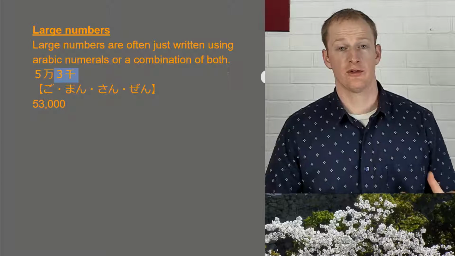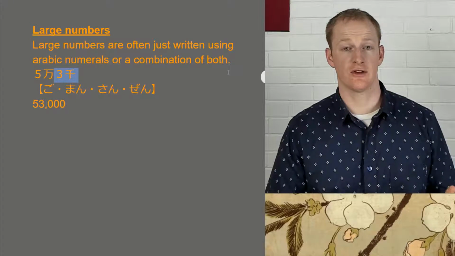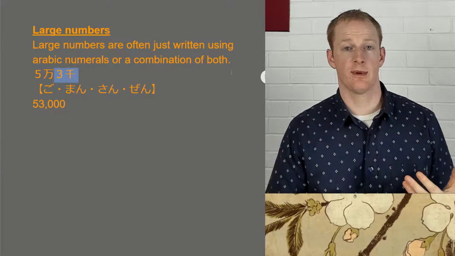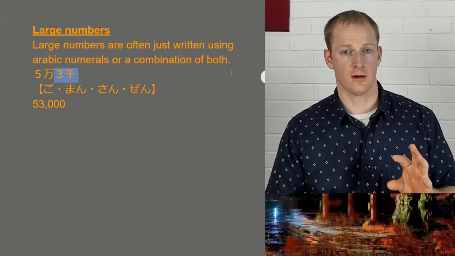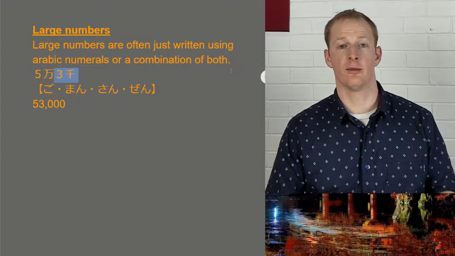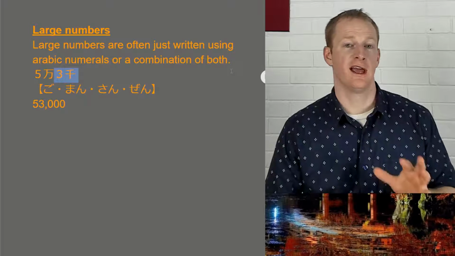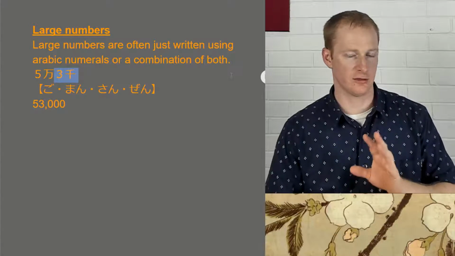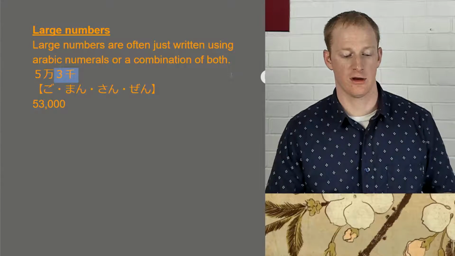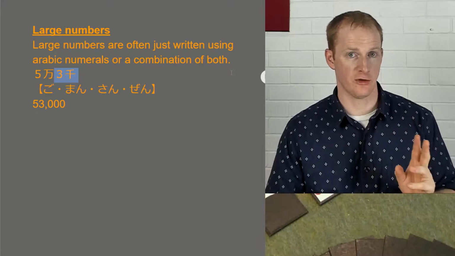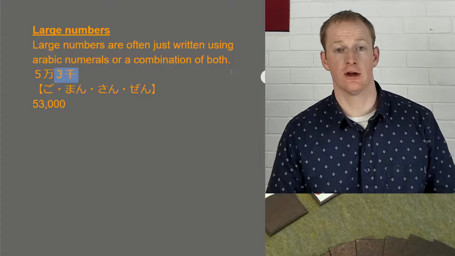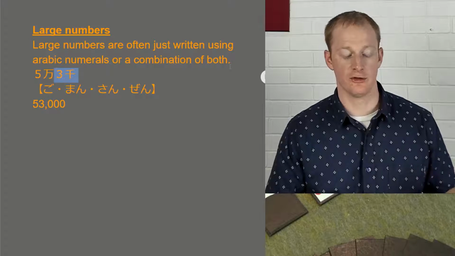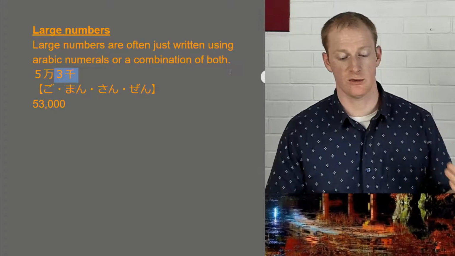Now, it's important to be comfortable counting in lots of 10,000s, because if we think about Japanese money, the notes that you're going to use most commonly are the 1,000 yen note and the 10,000 yen note. And there's not really anything higher than the 10,000 yen note. So you're going to be using a combination of those two things a lot. You're going to get very used to using at least 10,000 and 1,000 when you're dealing with money.